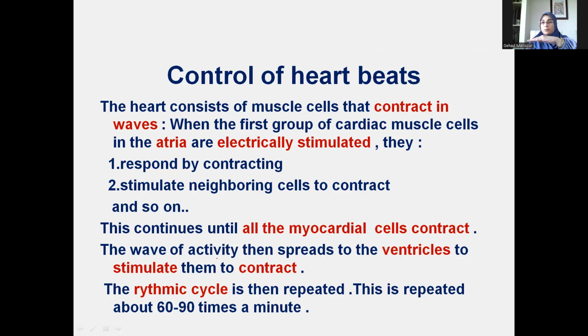When this wave of depolarization spreads over the atria, all the atrial muscles get depolarized and then they start contracting. Okay, so I might ask you about the origin of the P wave. The P wave results from spread of the wave of depolarization over the atrial muscles. And then depolarization is transmitted via the AV node to the ventricles. So I might ask you about the PR segment and the PR interval.